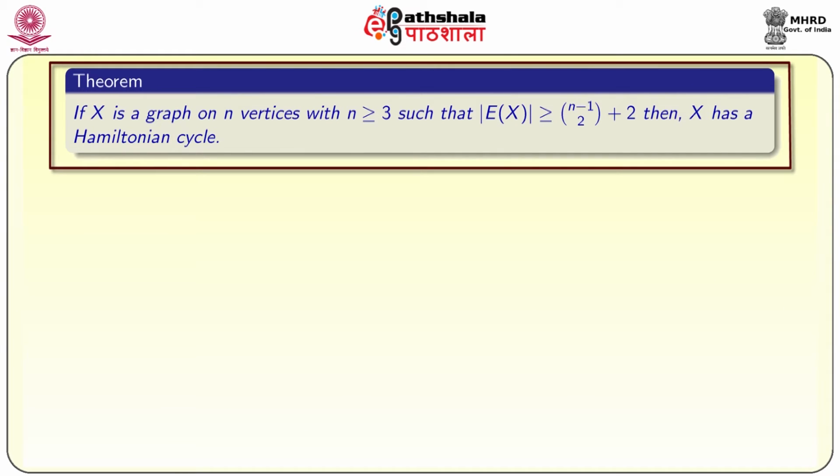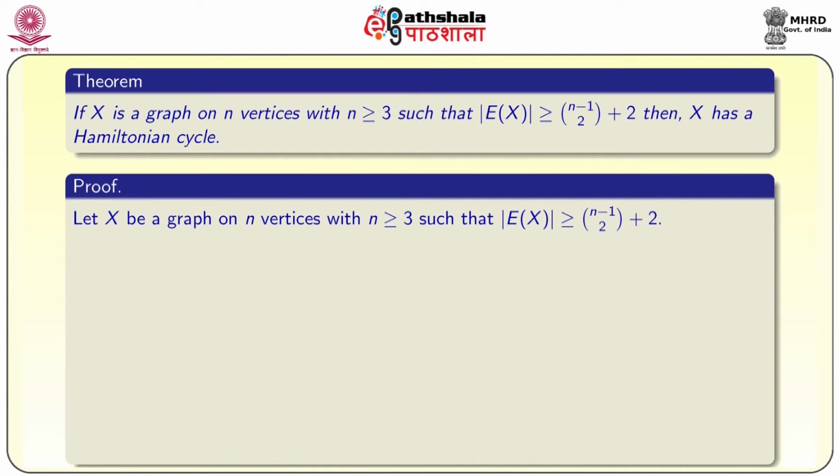Now, another theorem: if x is a graph on n vertices with n greater than or equal to 3 such that the cardinality of the number of edges of x is greater than or equal to n minus 1 choose 2 plus 2, then x has a Hamiltonian cycle.